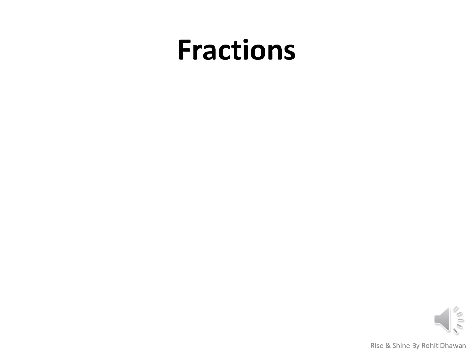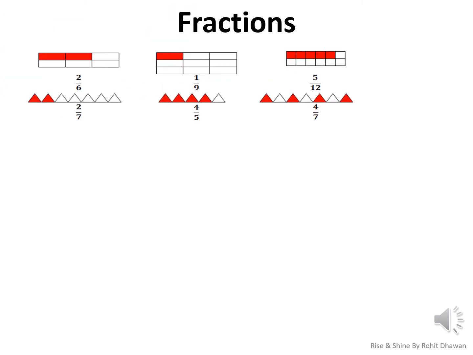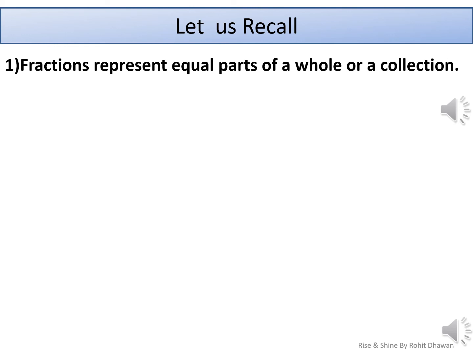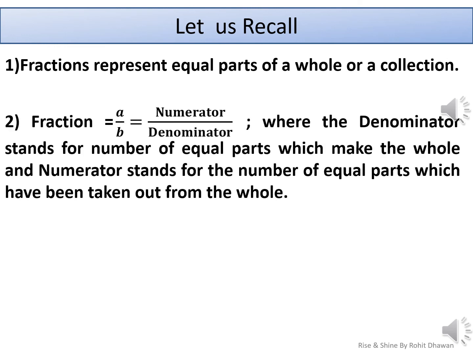Let us see some more examples of fractions represented by the shaded portion. Students, by now you must have understood how to represent objects in fractions. So let us recall. Fractions represent equal parts of a whole or a collection. Fractions are represented in the form of a by b, that is numerator over denominator, where the denominator stands for the number of equal parts which make the whole, and the numerator represents the number of equal parts which have been taken out from the whole.